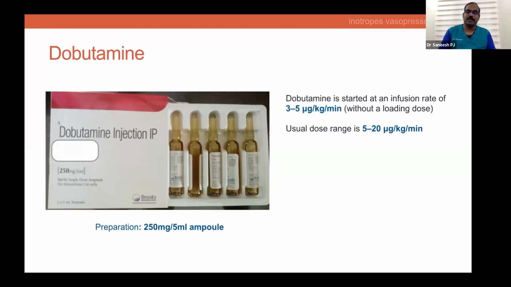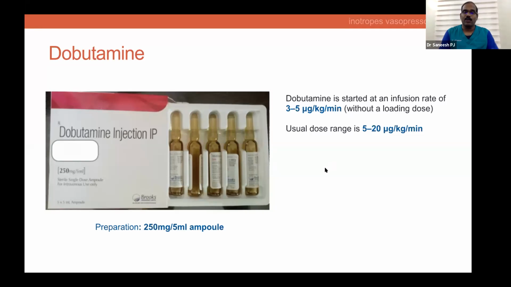Now the issue with our residents is how do we dilute the drugs? How do you prepare dobutamine? You cannot just tell your ICU nurse, please start on dobutamine. You should know what is the preparation available. You should know what is the loading dose. How do you titrate the dose? Fine. So dobutamine in our place is coming in 250 milligrams per 5 ml ampule. And we need to start without a loading dose at a rate of around 3 to 5 mics per kg per minute. So our stable dose is going to be somewhere around 5 to 20 mics per kg per minute.